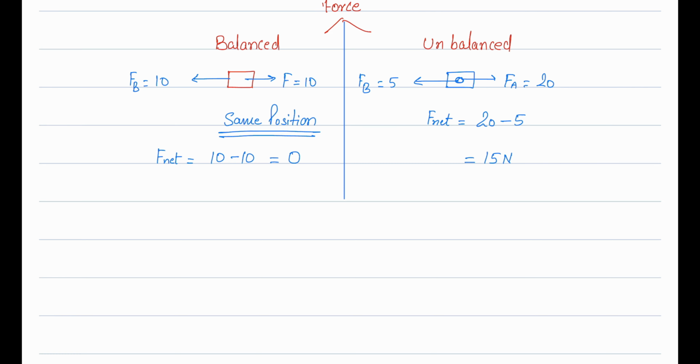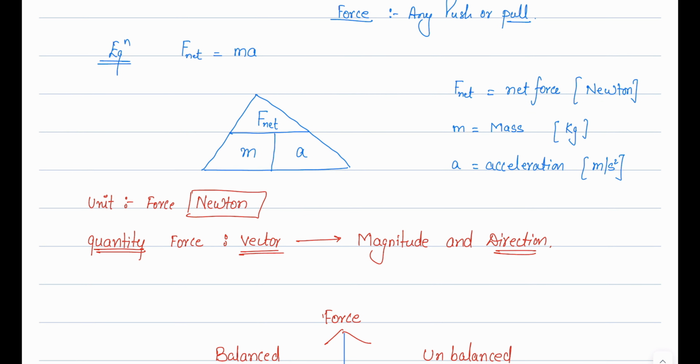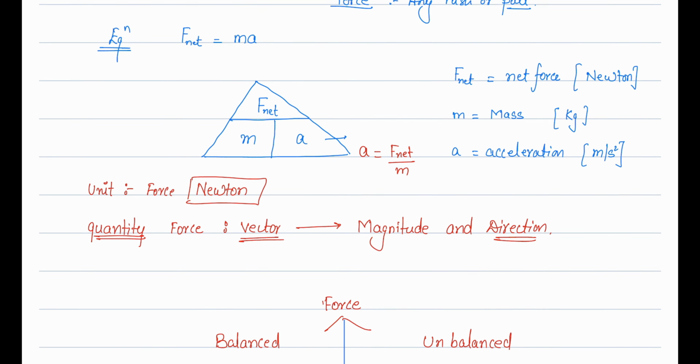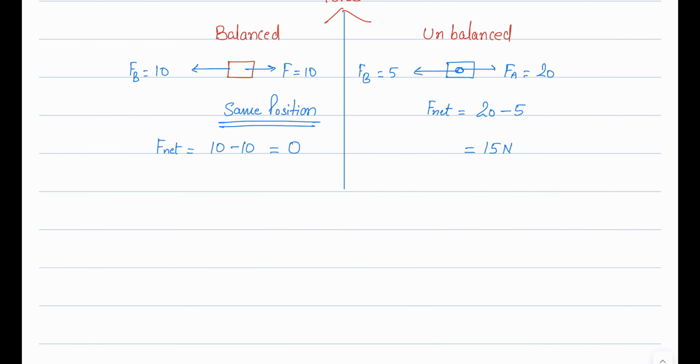Which gives you acceleration? As we know, with the triangle, if you want to find the acceleration, how will you find it? A equals F net divided by mass. Yes or no? Apply here: A equals F net divided by mass. So what is the F net in the balanced forces? 0. Divided by mass, acceleration is 0.